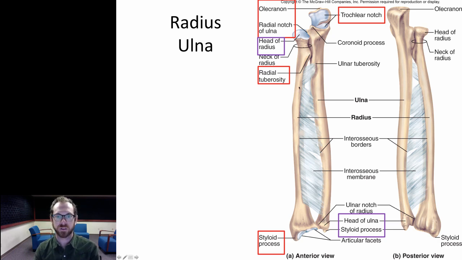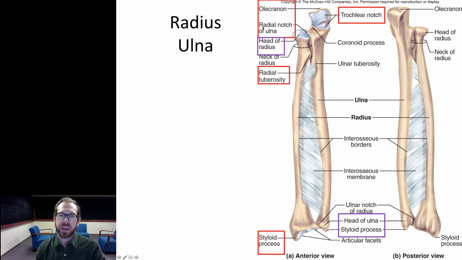All right, a couple of other things here. We have this radial tuberosity here. Okay, this is going to be on the anterior side of your radius. All right, so this tells us anterior for the radius. And this is going to be an important attachment point for your biceps brachii.